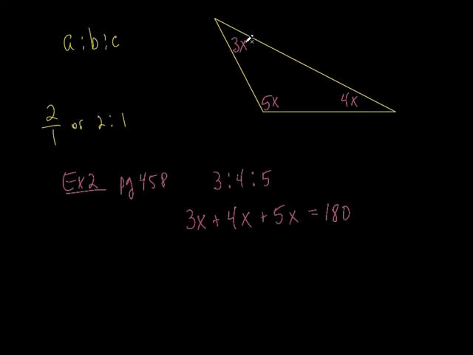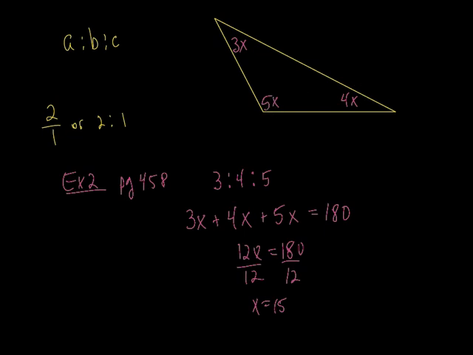Remember I said I want to find that missing number, I want to find what that x is? That's what we're going to do right here. We're going to actually solve for x. So let's do the math. 3 and 4 is 7, and 5 is 12, so that's 12x equals 180. And then when I divide by 12, I get x equals 15. Now the question says, find the measures of all 3 angles. It doesn't say just solve for x, which is 15. It says find each one of these 3 angles.